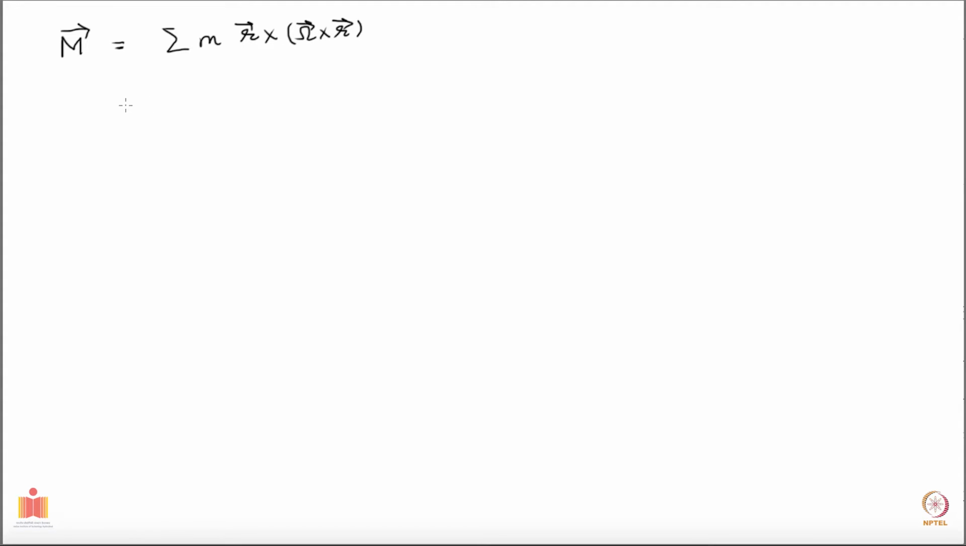Now a simple identity you can use and convert this to the following. You can write it down as summation m omega r square, where r square is x square plus y square plus z square of that particular particle, and you have to sum over all the particles, minus r, and then you have r dot omega. Okay, please check that this is correct, what I have written down.